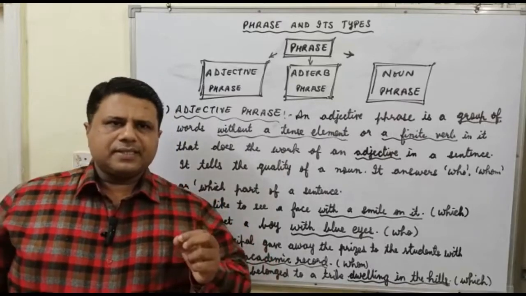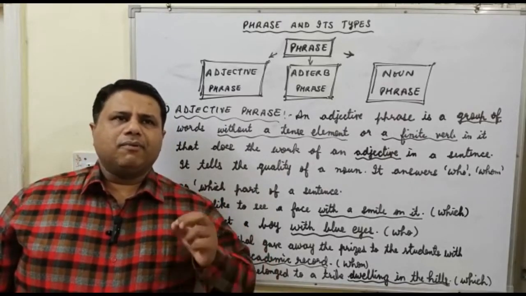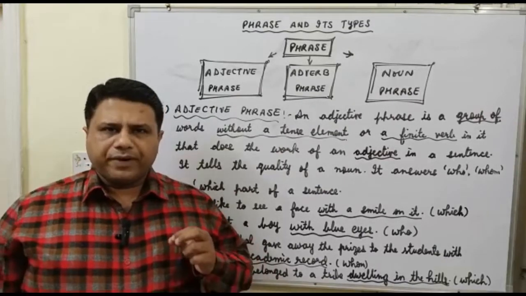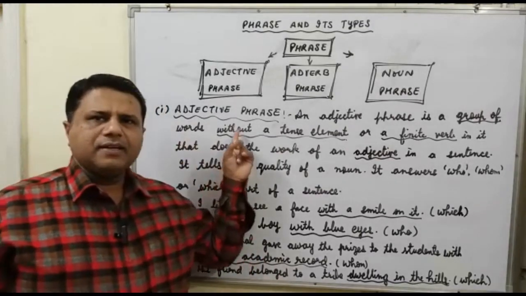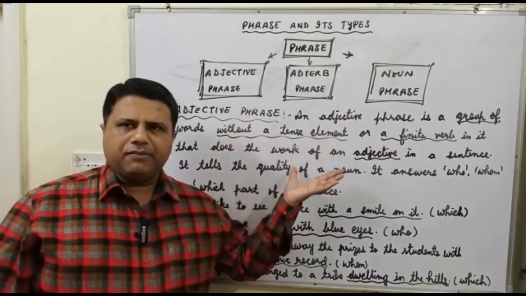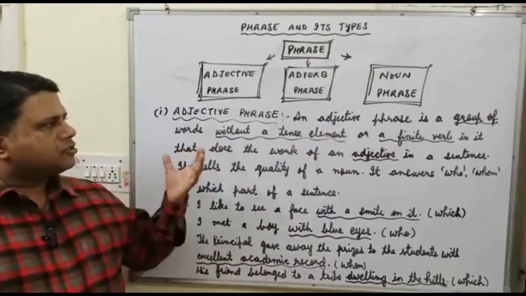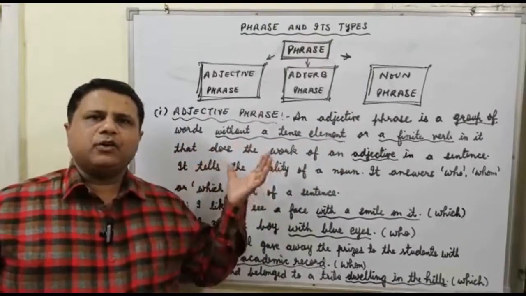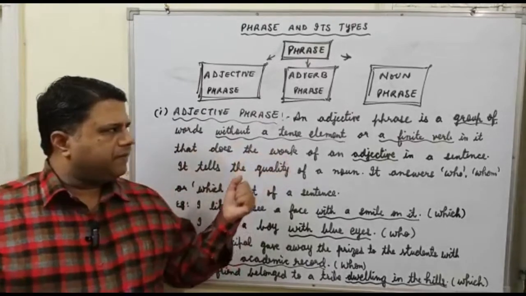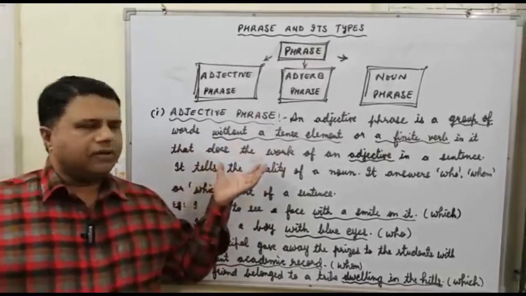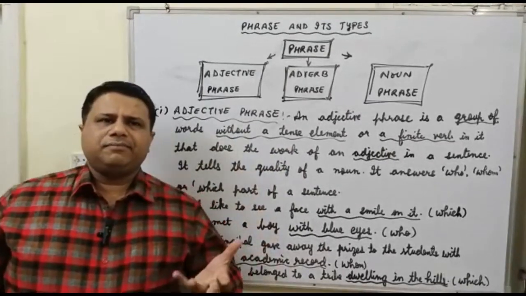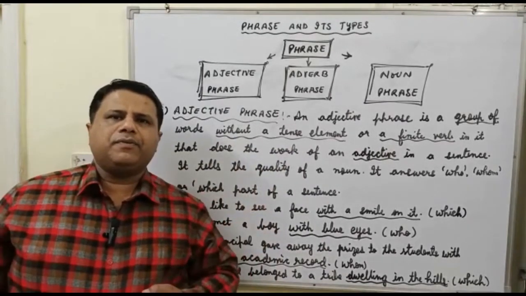So this is the most important aspect to be kept in mind when we are talking about phrase: a phrase is always without a tense element. You call it a tense element or a finite verb, one and the same thing. So an adjective phrase is a group of words without a tense element or a finite verb in it that does the work of an adjective in a sentence. What is the role of an adjective?